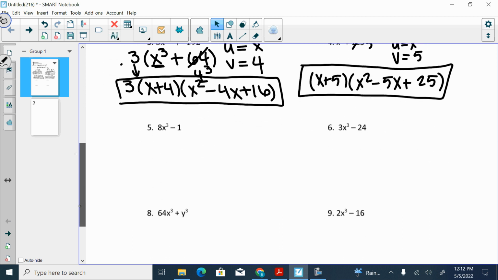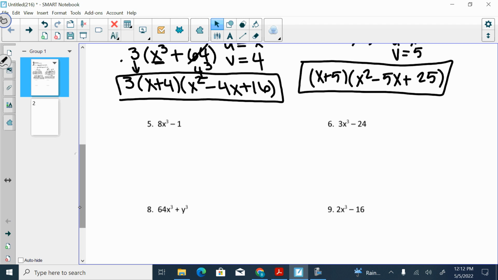Okay. Number 5. Anything we need to fix for our first term? The 8. Got to fix the 8. So what could we turn 8 into? Right. So I'm going to mark this out. And remember, that means I'm going to put 2x in parentheses because I want the whole thing to be raised to the 3rd. Okay. And what can we turn 1 into? 1 cubed. Very good. All right.